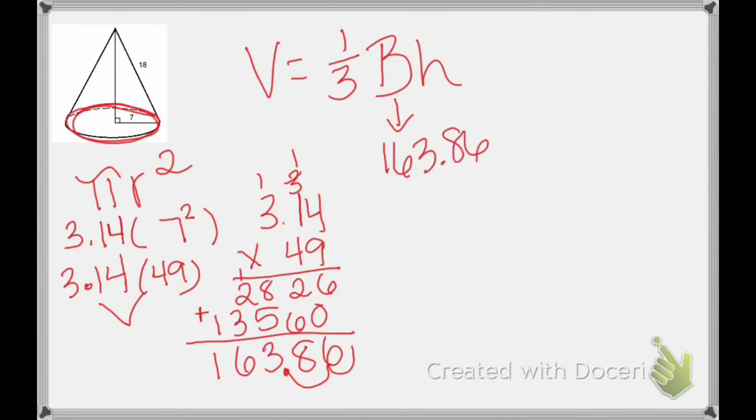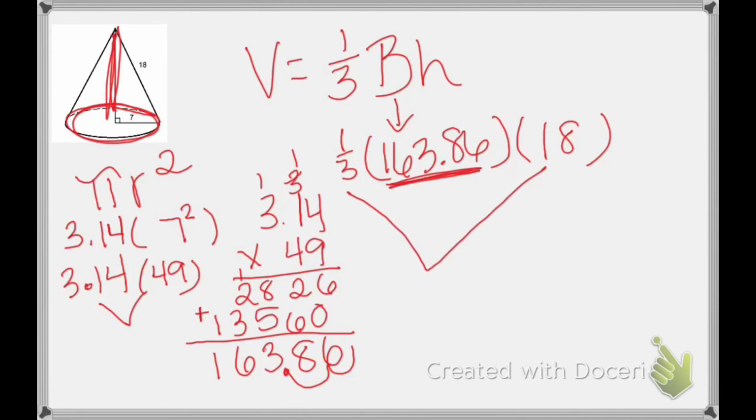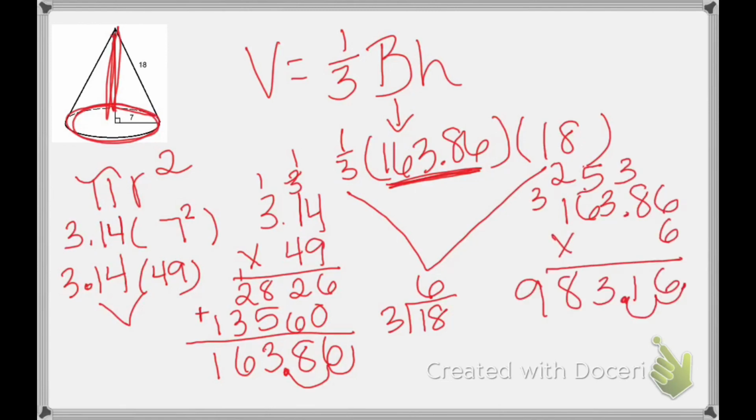So we do still need to cut that into 1/3 and multiply it with the height, which is how tall this is, which is 18. Since 163 is a pretty ugly number, I'm going to go ahead and cut 18 by 1/3. And I know that 18 divided by 3 gives me 6. So all I need to do now is multiply 163 and 86/100ths times 6. And for our final answer, we have 983 and 16/100ths. Since it does not have a label, I'm going to put units cubed.